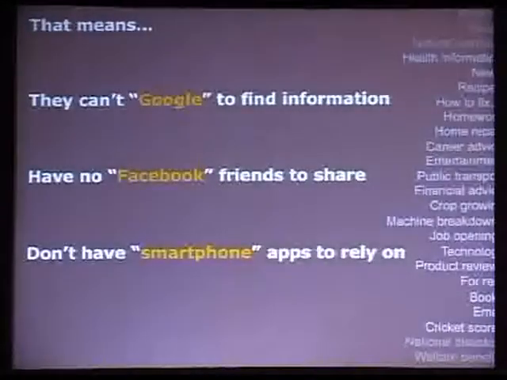Now, what does that mean? That means that these people can't Google to find information they're looking for. They have no Facebook friends to share their life with, and they have no smartphone apps to rely on. Okay? So the challenge for us is, how do you empower these 800 million Indians and 3 billion worldwide with a technology they already have in their pocket? And this is basically a simple feature phone that does only 2 things, voice and SMS.